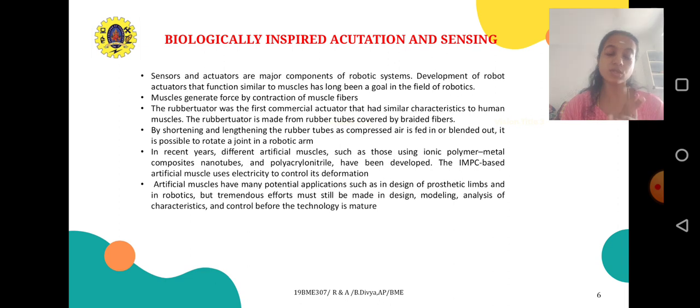Mainly, sensors and actuators are the major components of robotic systems. Muscles generate force by contraction of muscle fibers. The rubber actuator, as I already told you, was the first commercial actuator that has similar characteristics of human muscles.